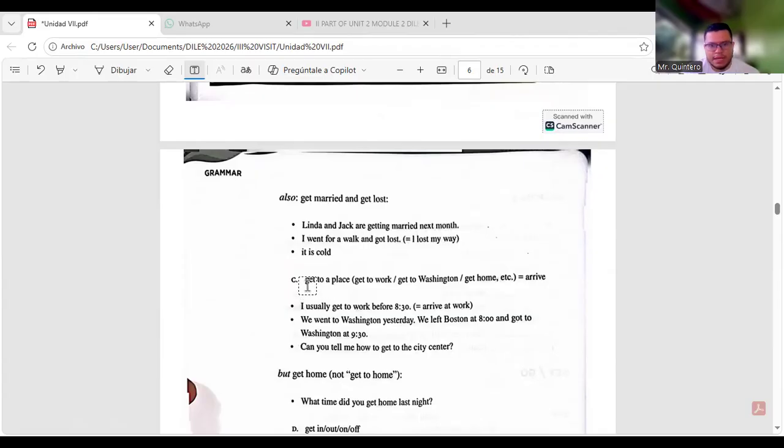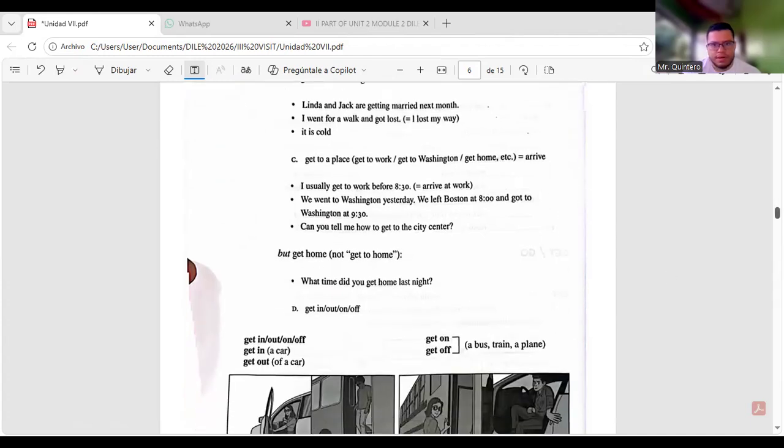Get to a place in this case. Get to work. Llegar a un trabajo. Get to Washington. Get home. Arrive. Llegar o arribar a un lugar. I usually get to work before 8:30. Yo usualmente llego al trabajo antes de las 8:30.